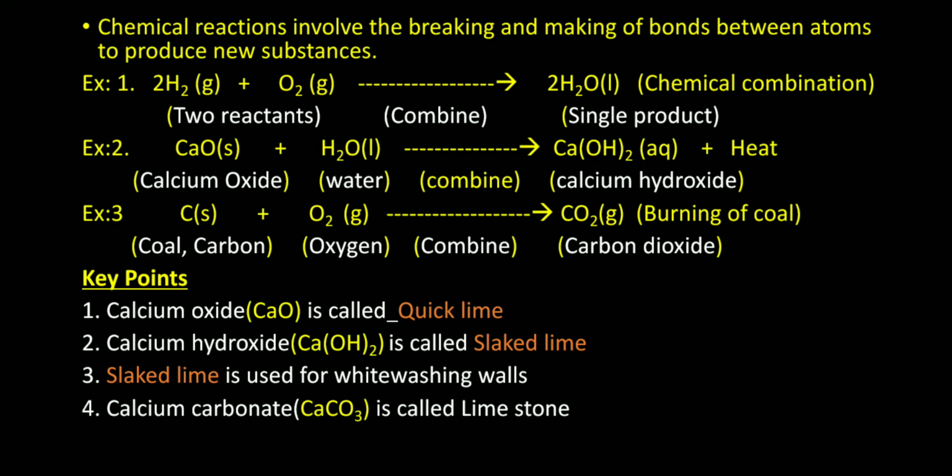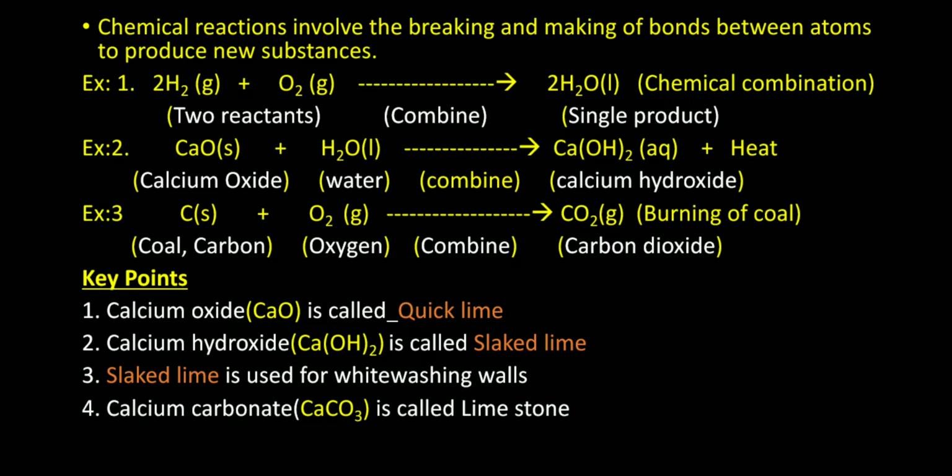Next, chemical reactions involve the breaking and making of bonds between atoms to produce new substances. During the chemical reactions, there may be a breaking of the bonds or there may be a making of a bond between the atoms of the elements to produce new substances. Okay, we can discuss one by one here.